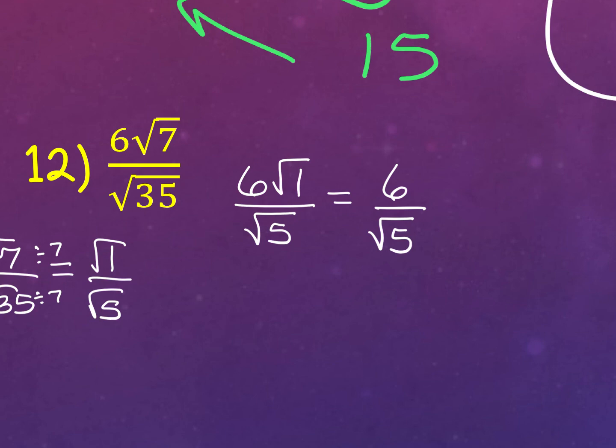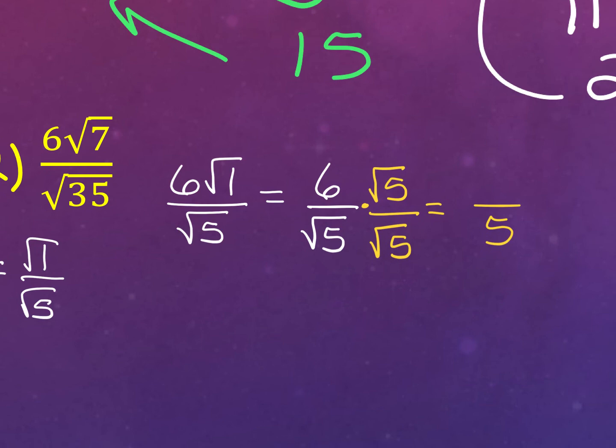So if I multiply both the numerator and the denominator by square root of 5, notice I've just made a pair of 5s in the denominator. So the 5 radical comes out of the radical, and then the top, the 6 is outside, the 5 is inside. So final answer here is 6 on the outside, 5 on the inside.